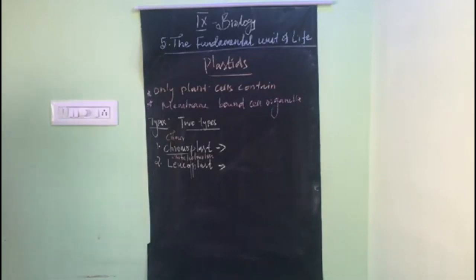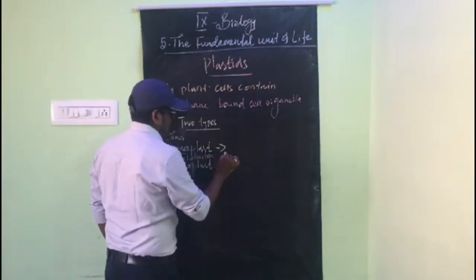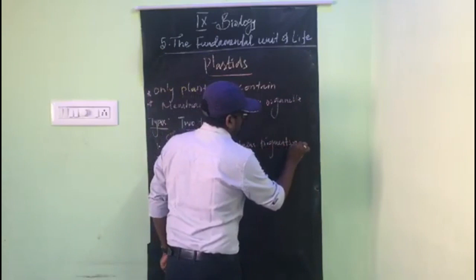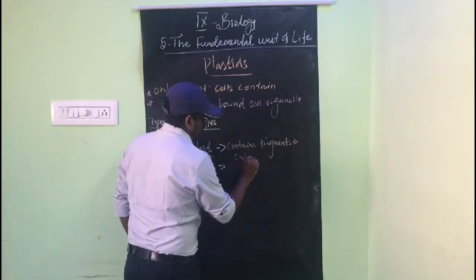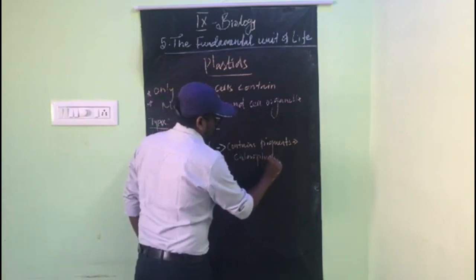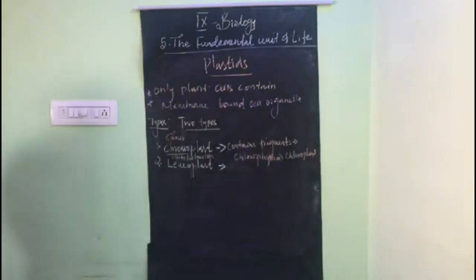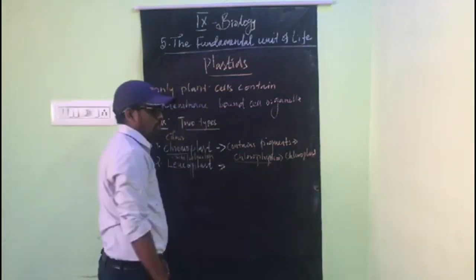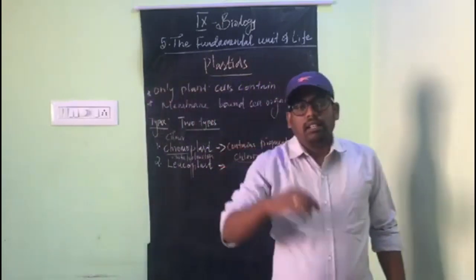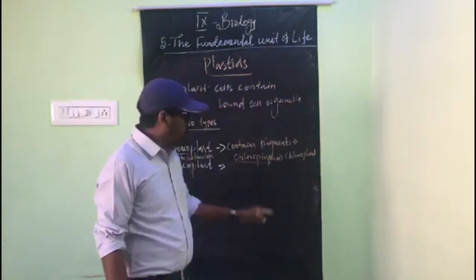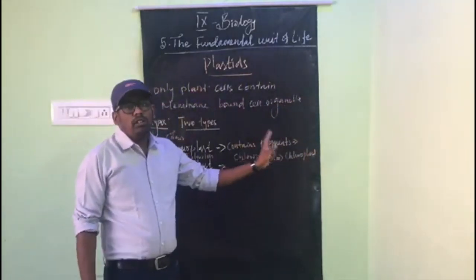The chromoplast contains pigments. The pigment is called chlorophyll. So this is called a chloroplast. Chlorophyll is a pigment. For example, plants are mostly green in color because of the chlorophyll pigment. That means green color pigments are present, and that is responsible for the green color.